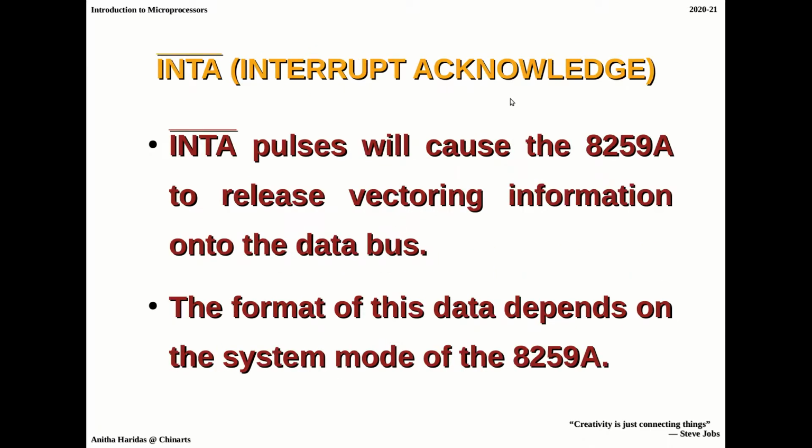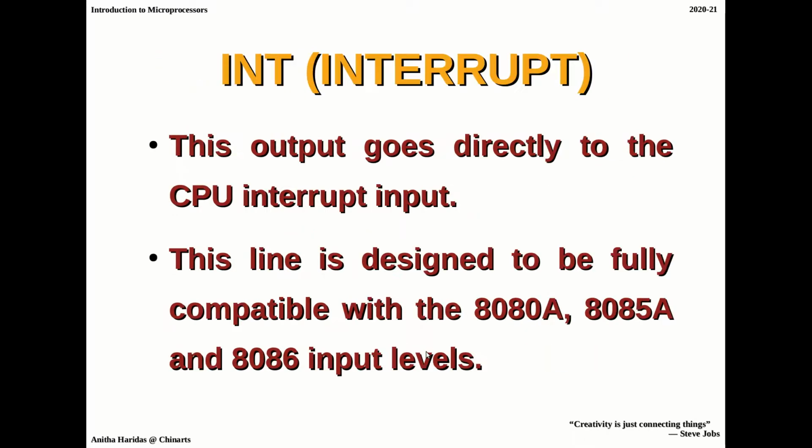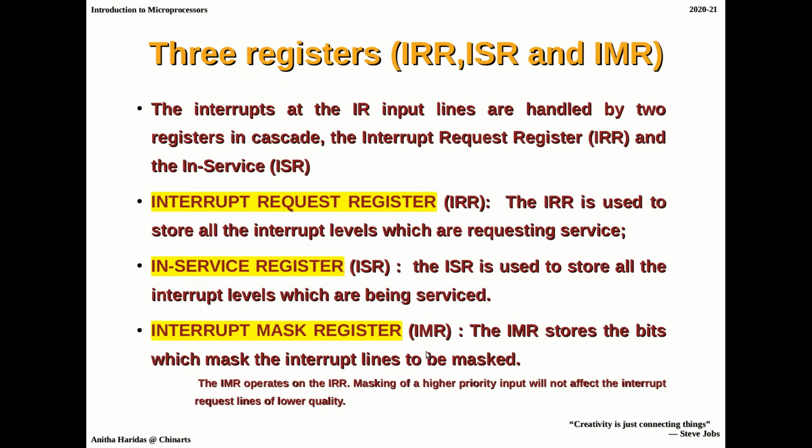Then we have the interrupt acknowledge line that is also coming to the control logic, and these pulses will cause the 8259A to release the vector information. Vector is nothing but the address of the interrupt service routine. So the vector information will be released onto the data bus, and the format of this data depends on the system mode, right? So what kind of system mode you are going to have, depending on that the format of this particular data will differ. So these are the two pins that are connected to the control logic.